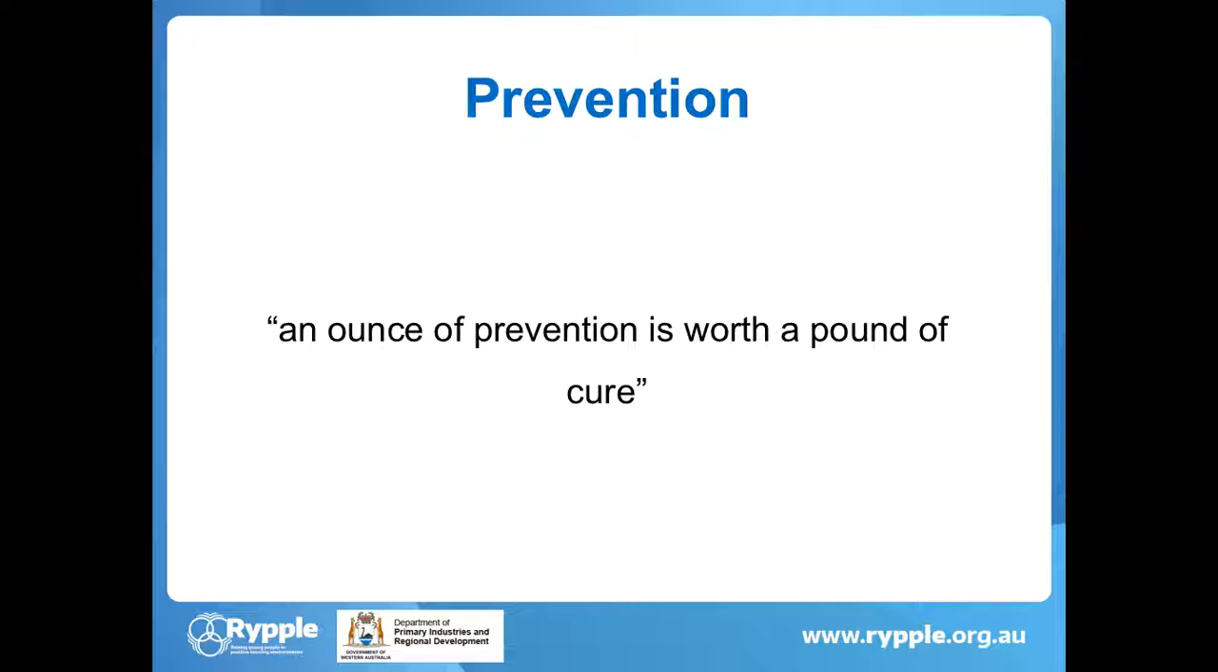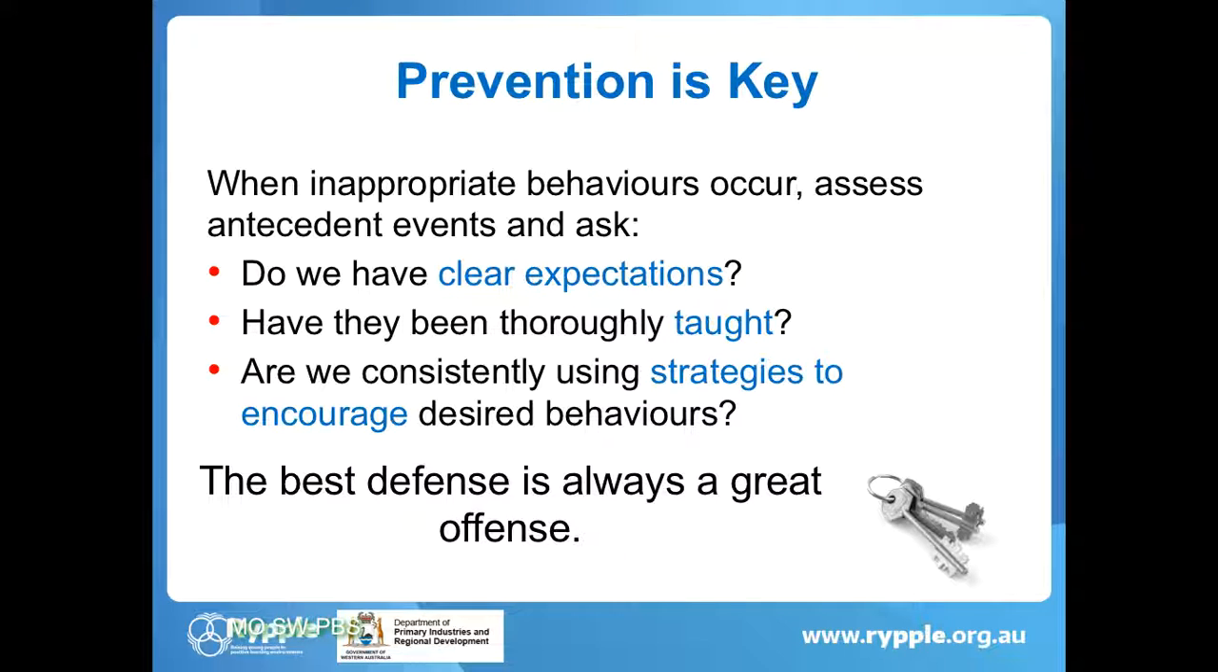We're going to start with prevention. An ounce of prevention is worth a pound of cure. Anything that we can do to change our environment to prevent the problem behaviour from happening is going to make our lives so much better, the lives of the child that we're supporting so much better, and the lives of the other children in our service much better as well. So this is a really valuable time to invest your energy.